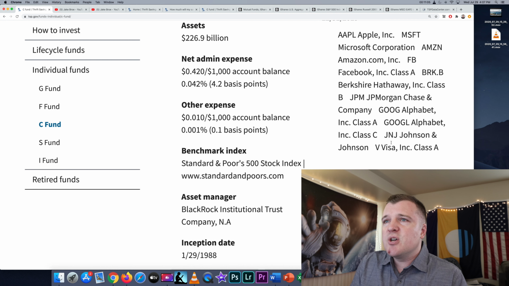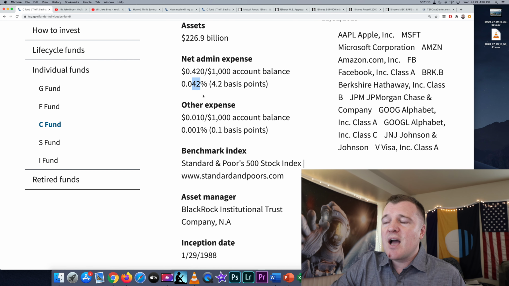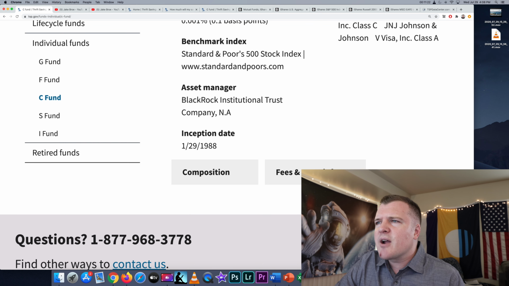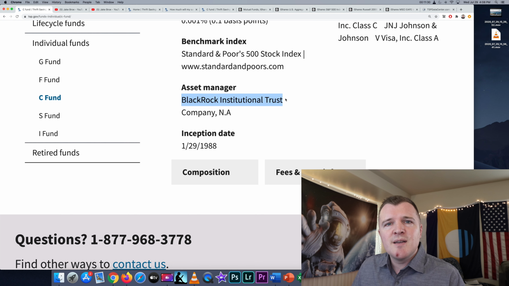The expense ratio for this fund's management is 0.042%. That is really good. So for every $1,000 you have invested, you're paying 42 cents to have this fund managed. And the asset manager is BlackRock Institutional Trust. BlackRock is the largest investment bank in America with assets under management. The other big ones maybe you've heard of are Charles Schwab, Vanguard, and Fidelity. They're all very safe, very reputable banks that will for sure be here decades in the future.